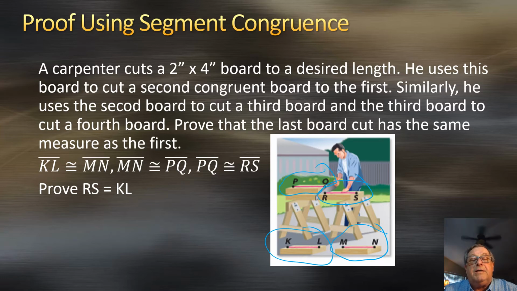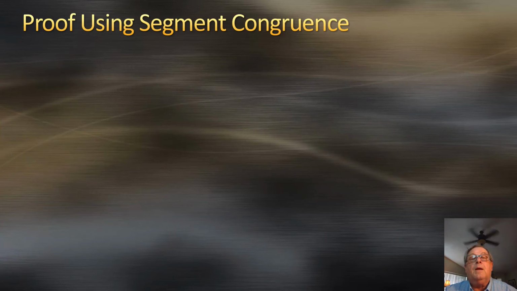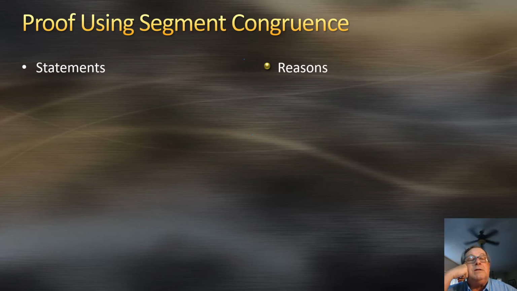But from there, we can get some given statements. So we can say that this is given: segment KL is congruent to MN, segment MN is congruent to segment PQ, and segment PQ is congruent to RS, and then we're asked to prove that board RS equals KL. So let's go through our proofs. So we got our statements, we have our reasons.